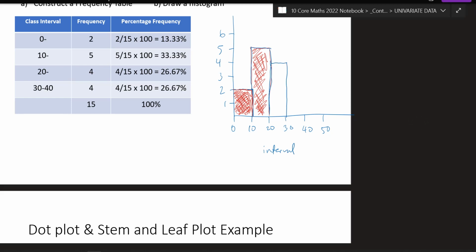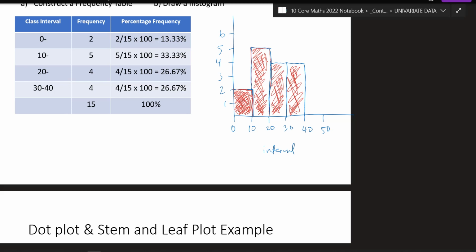Okay, there's 4. And then 30 to 40 is also 4. So that'll be here as well. Okay, and that's it. Color it in. Make it look fancy.